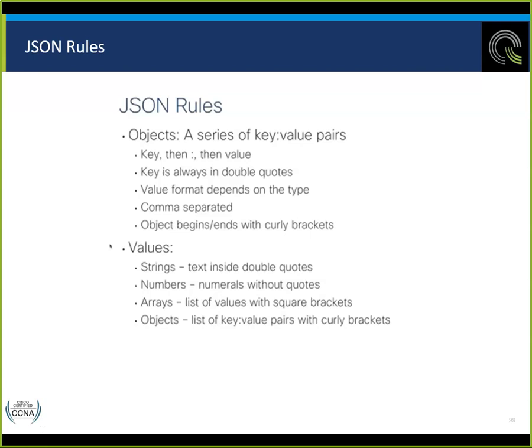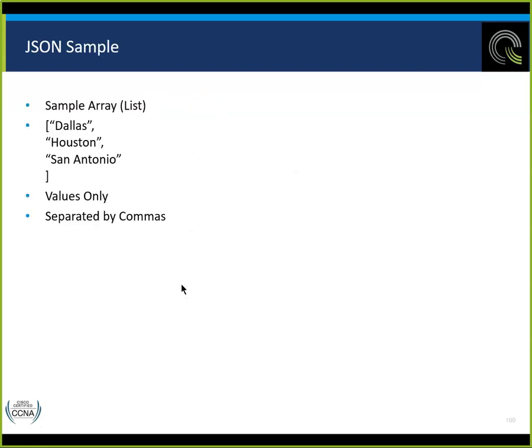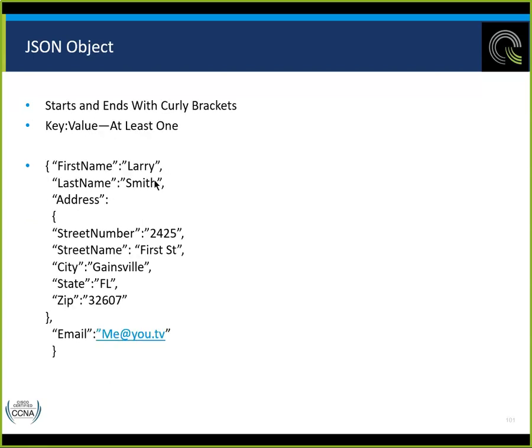Hopefully I've got an example of each of these. This is a sample list array: the square bracket, quotes, Dallas, Houston, San Antonio. The array is values only, and the entries are going to be separated by commas. So we have the square bracket, the quotes, and the comma separating each of the entries in the array. A JSON object starts and ends with the curly brackets.